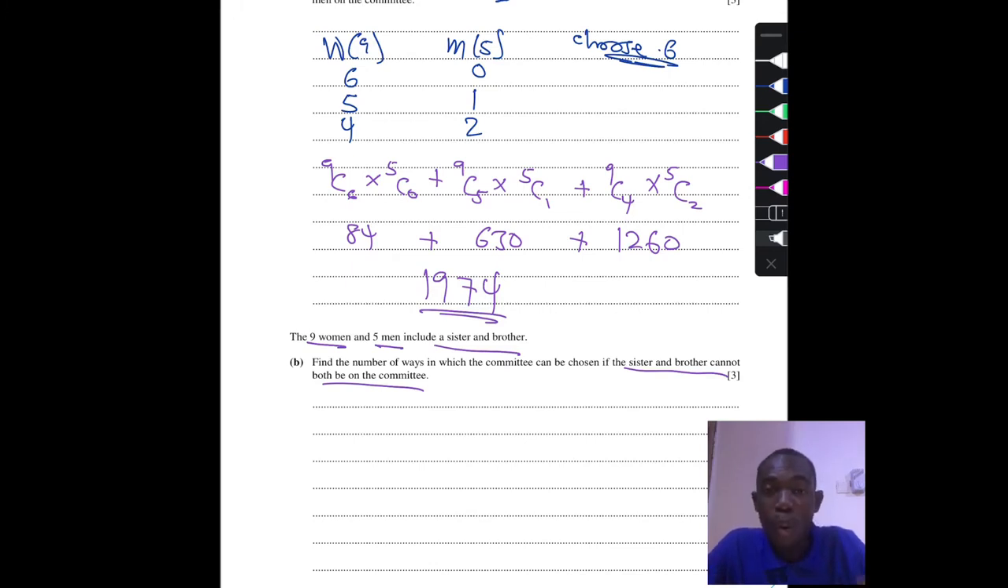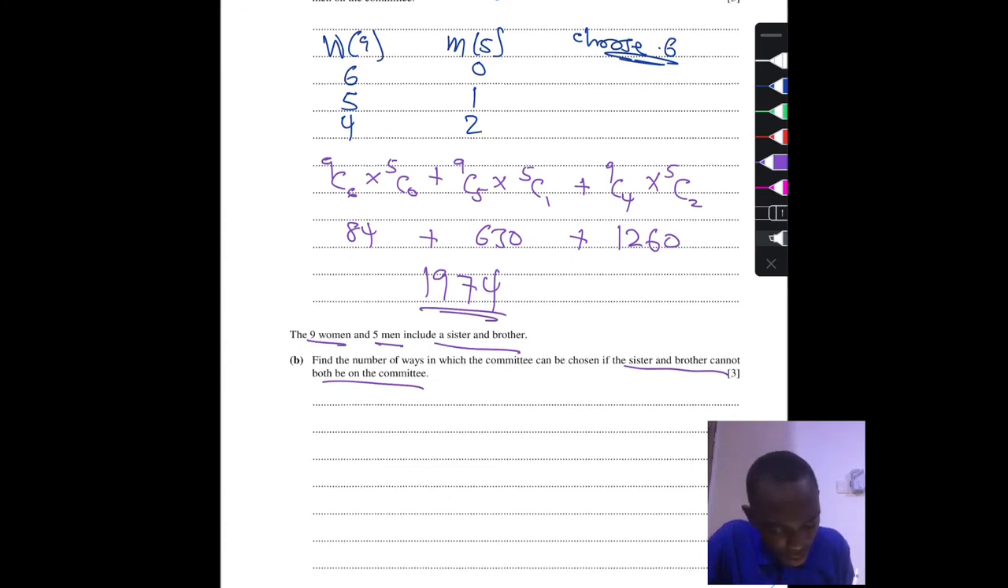So that means that 1 person can be there, maybe the sister is there and the brother is not there, or the brother is there, the sister is not there, or both are not there. Okay, the point is that they both cannot be on the committee. So these three possible things must be captured: sister there, brother not there, or brother there, sister not there, or both not there. Okay, so let's do that.